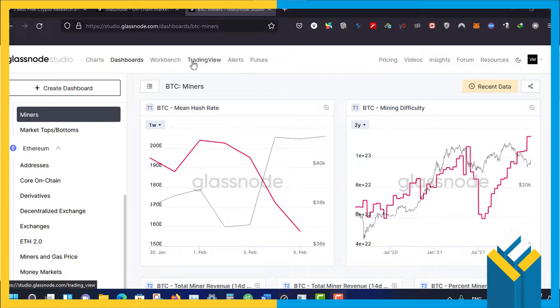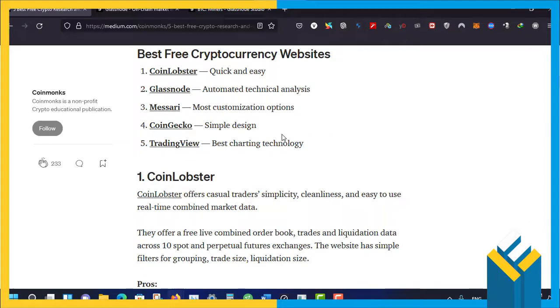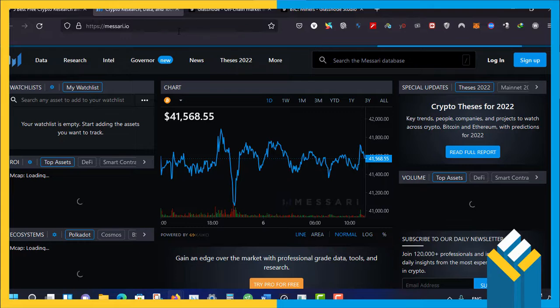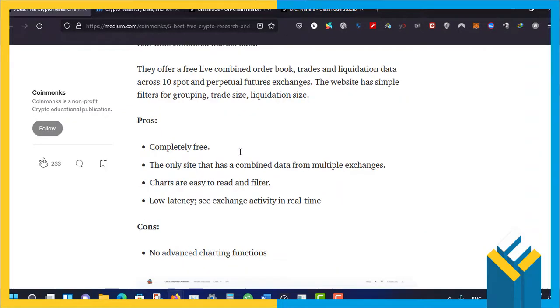Okay, and also it has the TradingView alerts and workbench pulses and whatever. Here we have another website, Messari, and also CoinGecko. I have already talked about them in past videos. TradingView also I have talked about in past videos, but Glassnode was so important that I tried to repeat some information about it with you. If you prefer, you can go back to the past videos about Glassnode. But Messari, let me show you, is this. Again, you should log in or register in it.